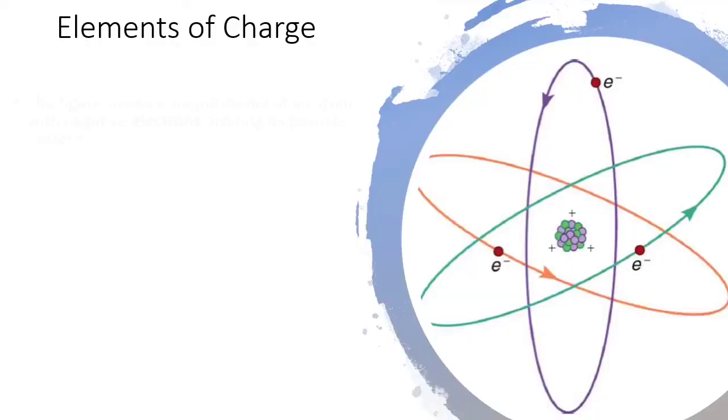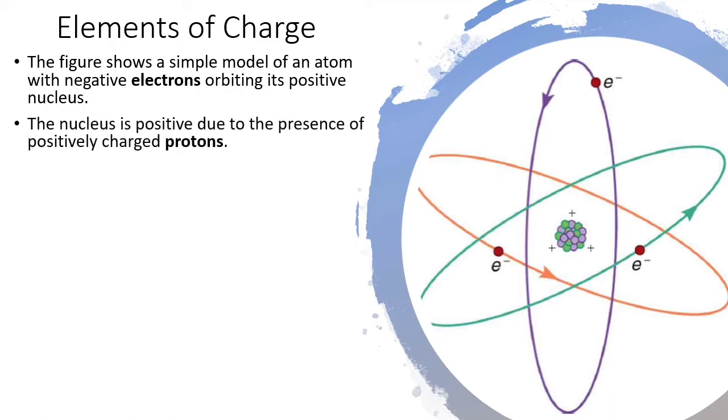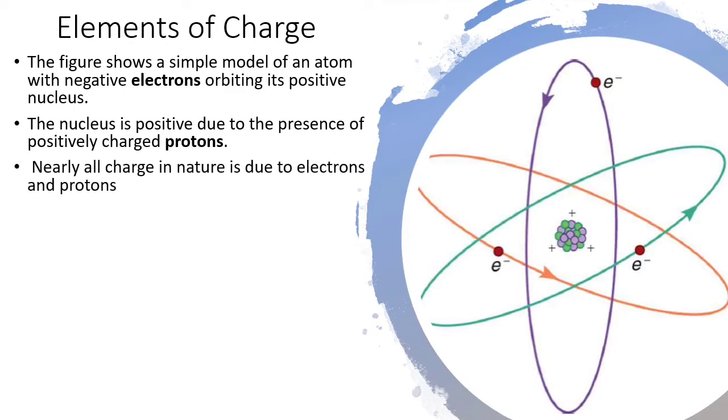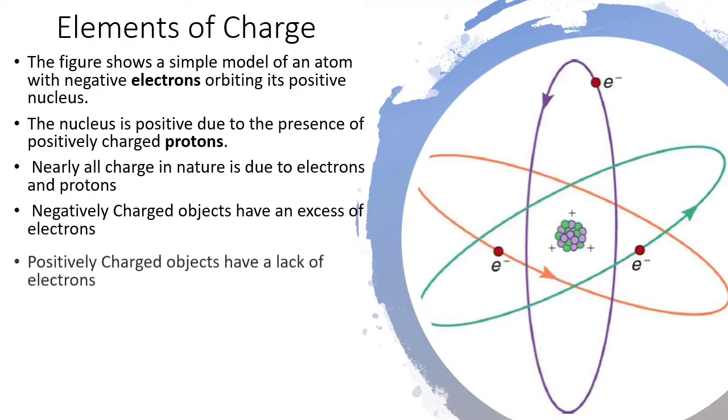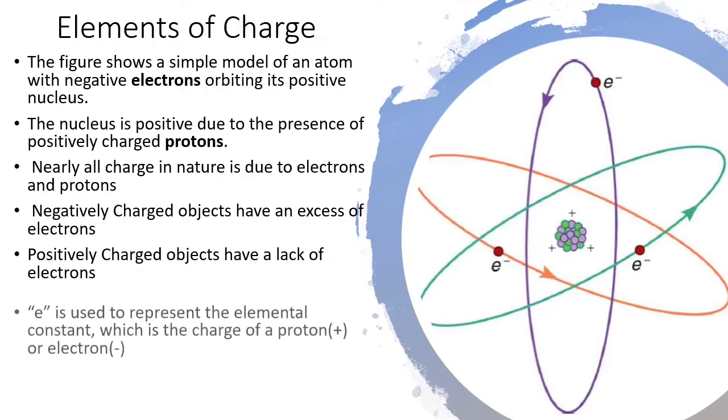Elements of charge. The figure shows a simple model of an atom with negative electrons orbiting its positive nucleus. The nucleus is positive due to the presence of positively charged protons. Nearly all charge in nature is due to electrons and protons. Negatively charged objects have an excess of electrons. Positively charged objects have a lack of electrons.